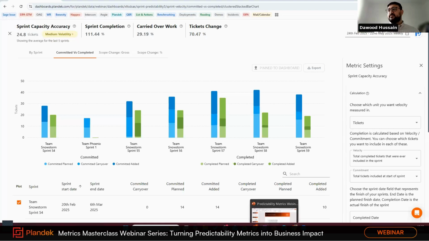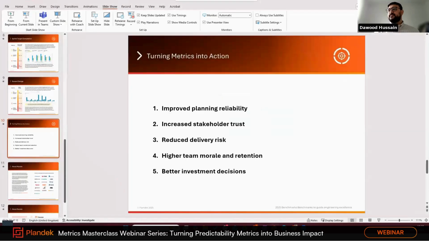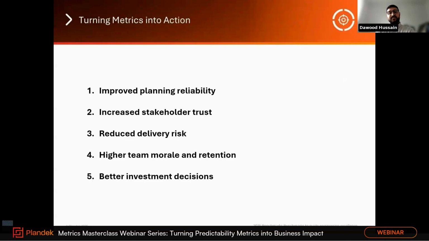So if I go back to the slides, and then just from here as well. So, turning metrics into action, I think. This is just to wrap up here. Understanding the metrics is the first step that you have, right? And the real value comes from when we use these insights to drive business outcomes.